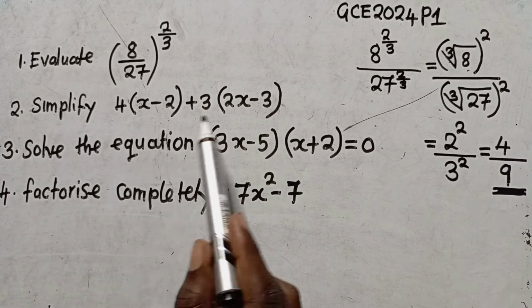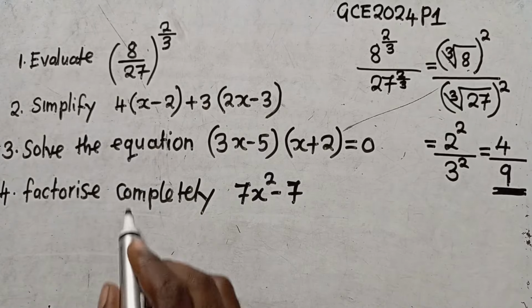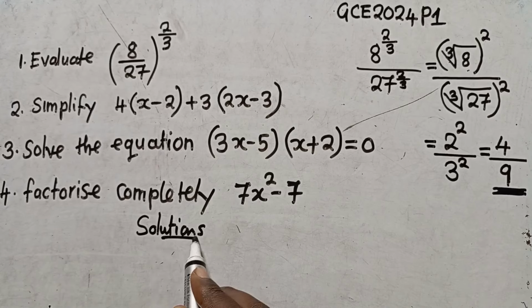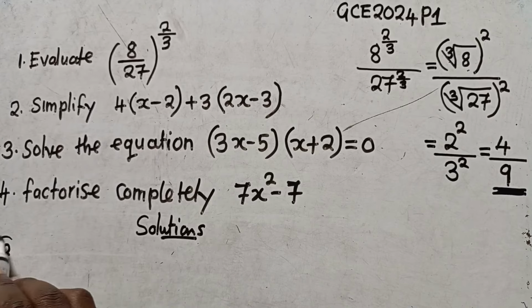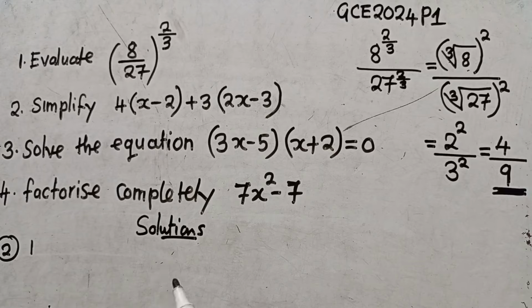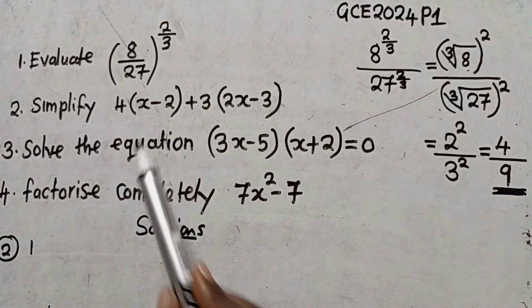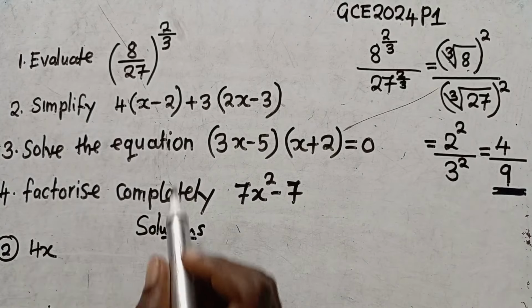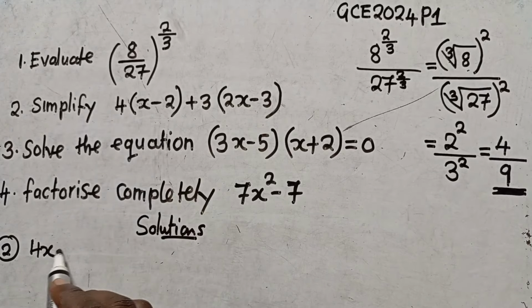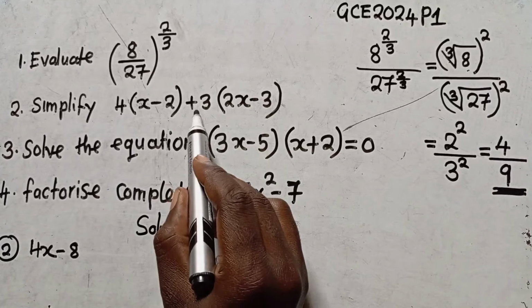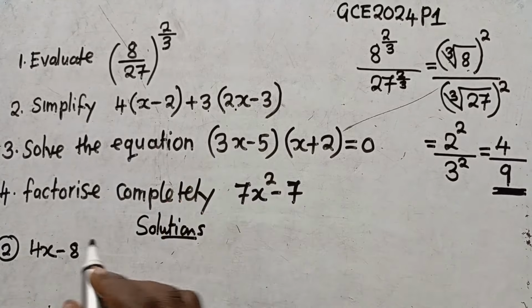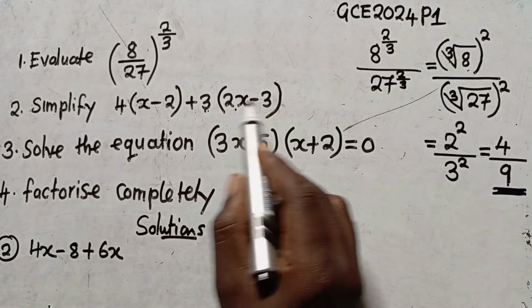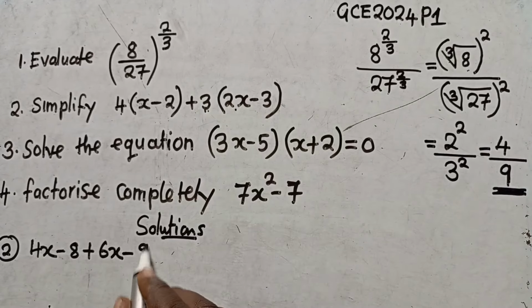We move to the next one. We are taught to simplify. So we are answering these questions. We move to question number 2. First thing, you start multiplying. You remove the brackets. 4 times x, that is 4x. 4 times negative 2, that is negative 8. 3 times 2x, that is plus 6x. 3 times negative 3, that is negative 9.